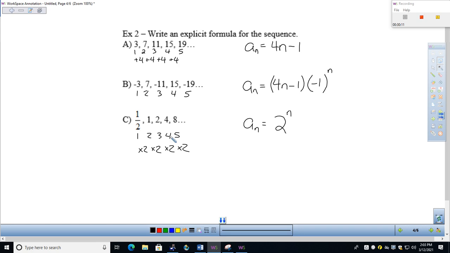4 minus 2 is 2, then, okay, 2 to the second is 4. 3 minus 2 is 1, okay. So it looks like, again, we'll do variations on this, but if I tweak those inputs by subtracting 2, then apply the base 2 to it, it works out nicely. Okay, super.